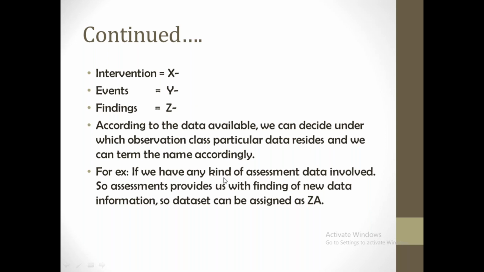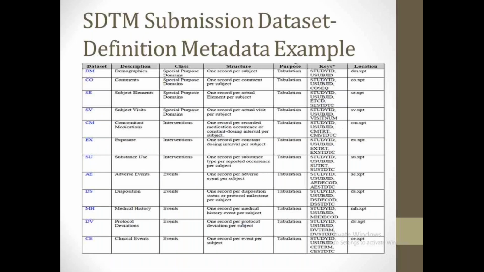Suppose you are doing any kind of assessment data, and these assessments are related to findings, so the data set name can be written as ZA. Z is for findings, A is the one character which your sponsor has defined. So these are called custom defined or sponsor defined data sets. Okay, right.